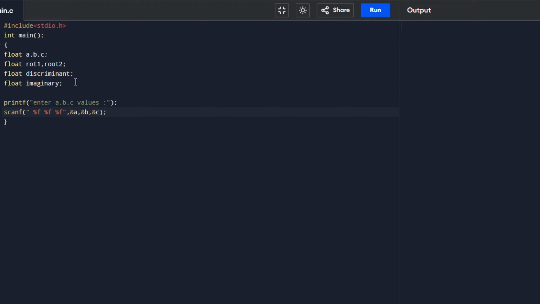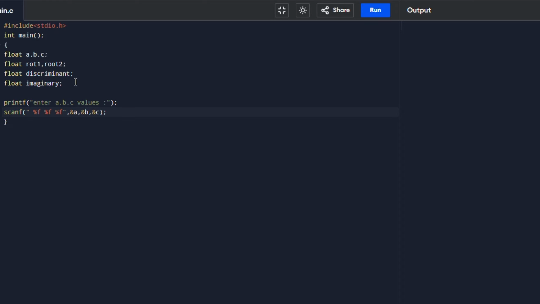This scanf declares the number of values being entered. Here we are declaring 3 coefficient variables, so we will be taking 3 %f values. Next, the ampersand means addressing, that is we are giving the address to the values: 3 addresses for 3 coefficients.